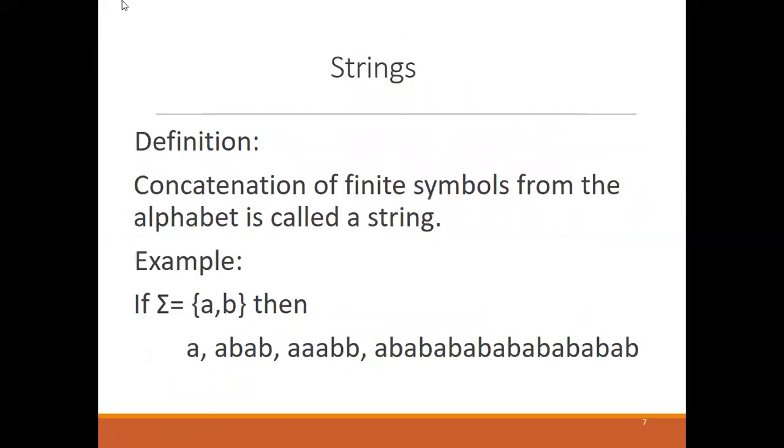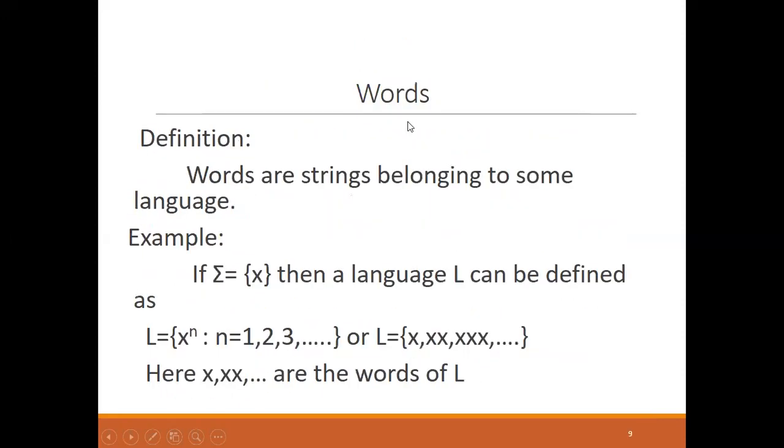Word is an important concept. Here we have learned about strings. Now we are going to learn about the concept of words. Words are strings belonging to some language. If you have a concatenation made from your alphabet, we will call it a string. Concatenation of basic units will be known as a string. But words are the strings that belong to some particular language.